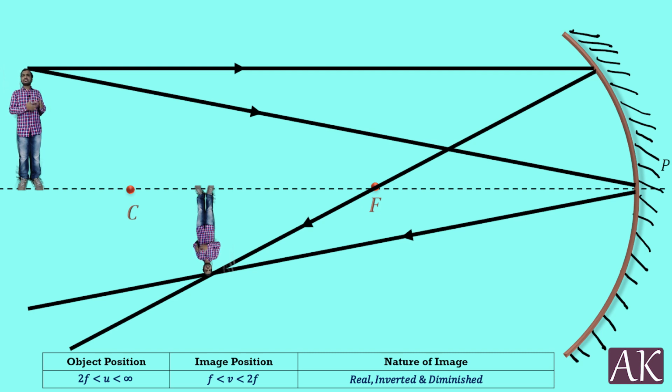So when we trace this, we are going to get the image which is between the center of curvature and the principal focus. And you can see the image is also smaller in size compared to my height. You can also see that it is inverted, and you can also see that it is real. When the object is placed between infinity and the center of curvature, the image will be formed between the center of curvature and the principal focus, and it will be smaller in size, diminished, inverted, and real. This is the second case.